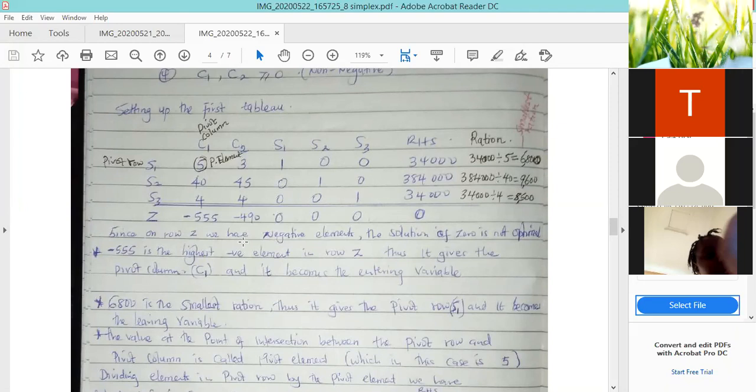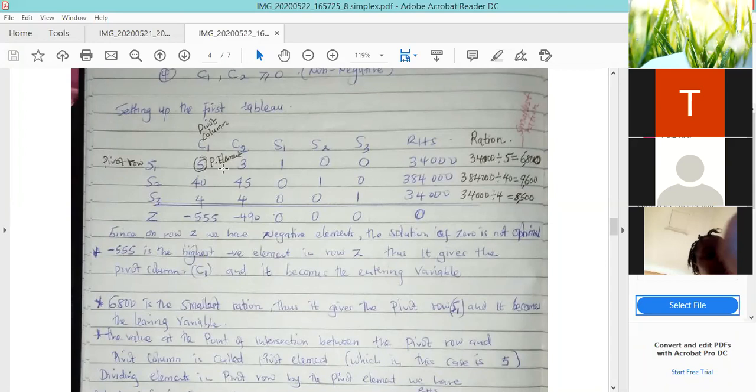So what do we do? We come up with the highest negative element on row Z, and as we look through, we see minus 555 is actually the highest negative element in row Z, which helps us to come up with identification. The whole of this column, we now call the pivot column. I repeat, the highest negative element in row Z is negative 555, and that guides us into the understanding of what we can now call the pivot column.